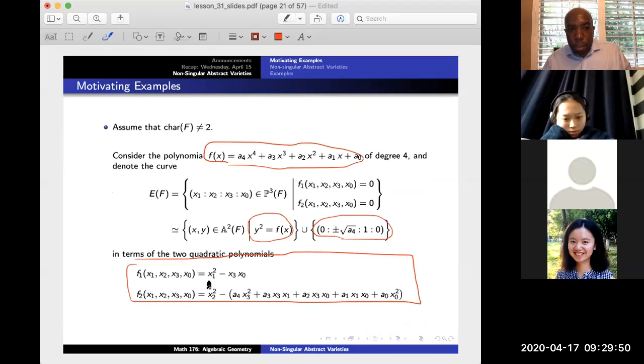So F1 was where we had x3 equals x squared. And F2 was when, whenever we saw an x squared, we just replaced that with an x3. So it went from y squared equal to a degree 4 polynomial to y squared equal to a degree 2 polynomial. Oh, I see. Right. That was just a trick that we did to make sure everything was non-singular. That was the idea. I understand. All right. Okay.